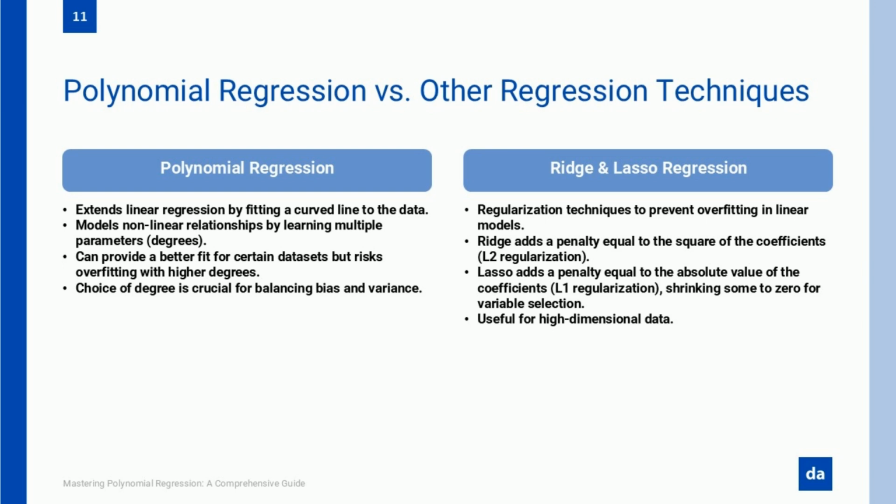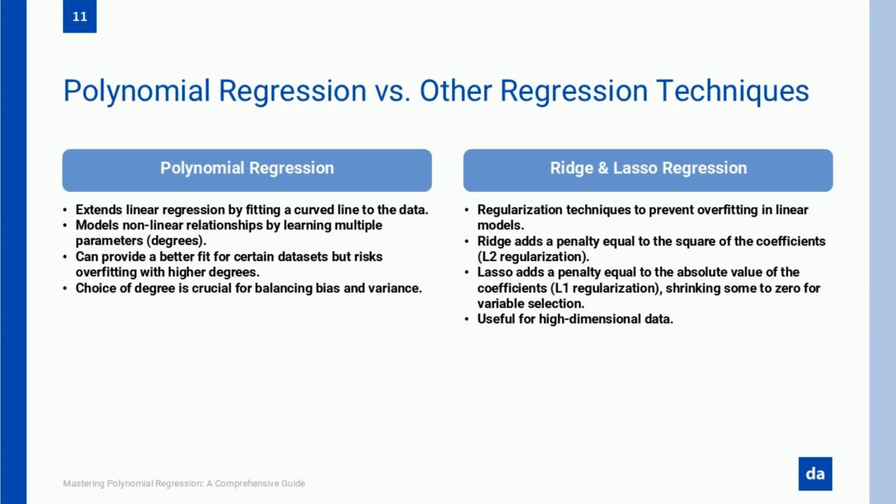Polynomial regression extends linear regression by introducing higher degree terms, allowing it to fit curves instead of straight lines. This makes it useful for modeling complex nonlinear relationships that a simple linear model would fail to capture. However, as the polynomial degree increases, the model can become too complex, leading to overfitting. Overfitting happens when the model starts capturing noise instead of the true trend, making it perform well on training data but poorly on new unseen data.